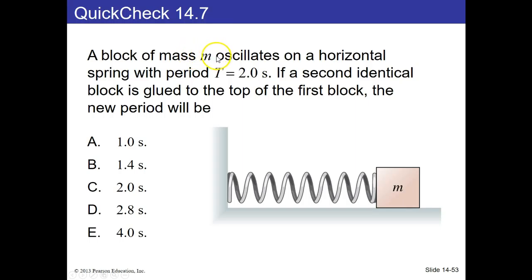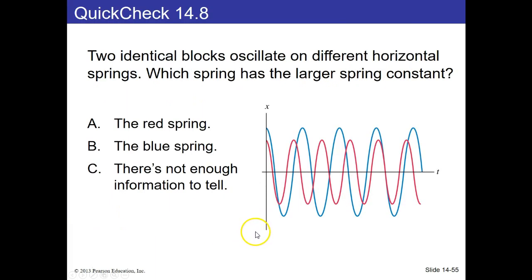Here I've got a block of mass m that oscillates on a horizontal spring with a period of 2 seconds. If a second identical block is glued to the top one, now I've doubled my mass. And if I double my mass, my period is going to be proportional to the square root of that mass. So I would just do the square root of 2, and that would be proportional to my period. My original period is 2, so if I double the mass, I'll end up with 2.8 seconds for that period.